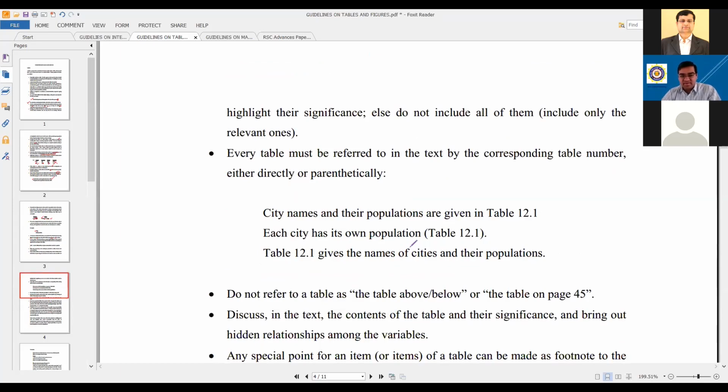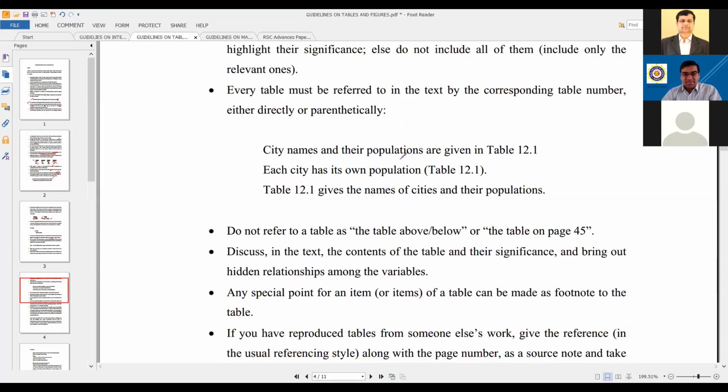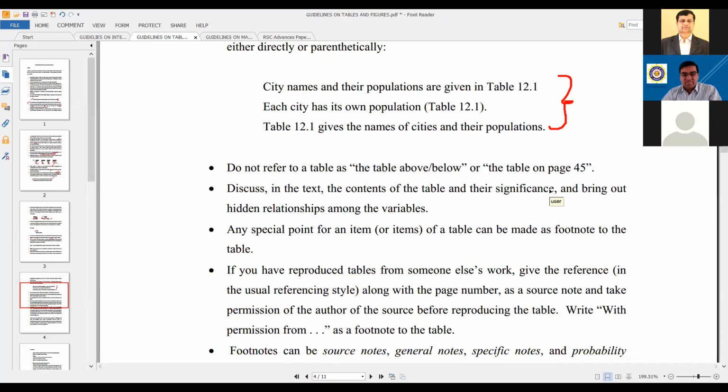Every table must be referred to in the text by the corresponding table number, either directly or parenthetically. City names and their populations are given in table 12.1. Each city has its own population. You can represent it like this also: Table 12.1 gives the names of the cities and their populations, right? From the body text, do not refer to a table as the table above, below, or the table on page 45.